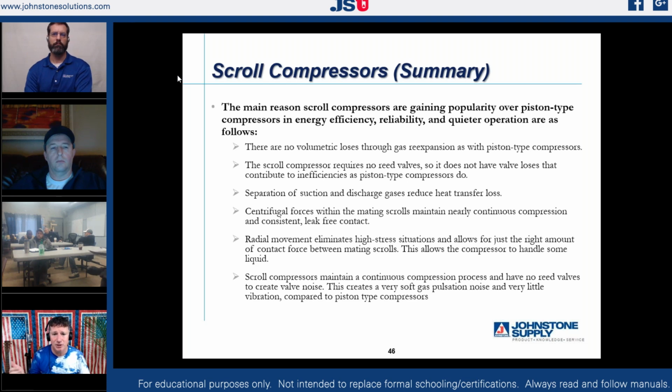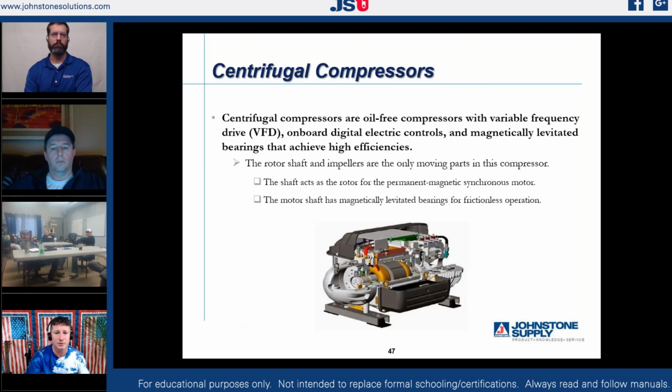We have a separation of suction and discharge gases, so we reduce that heat that was transferred, and centrifugal forces within the mating scrolls maintain nearly continuous compression with consistent leak-free contact. So it's been a big change in our industry to see us going from reciprocating compressors into scroll compressors.